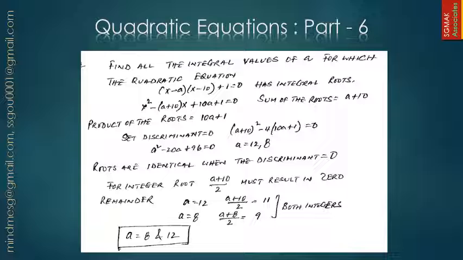Now we check for integer roots. When the discriminant is 0, the root is (a plus 10) over 2, which is an integer if a plus 10 is divisible by 2. So for a equal to 12, we get the value 11, which is an integer. For a equal to 8, we get the value 9. So we get both integer roots. So the parameter values for which you get integral roots are 8 and 12.